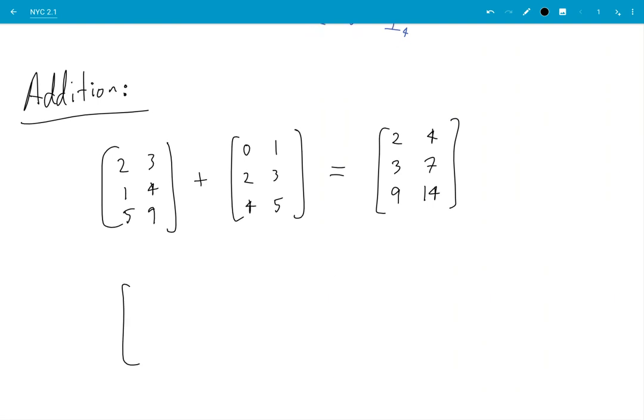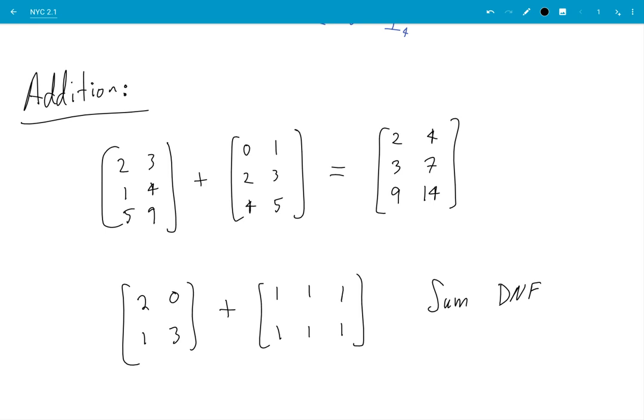If we have matrices that are different sizes, you know, we just refuse to discuss this at all. And just say sum does not exist.